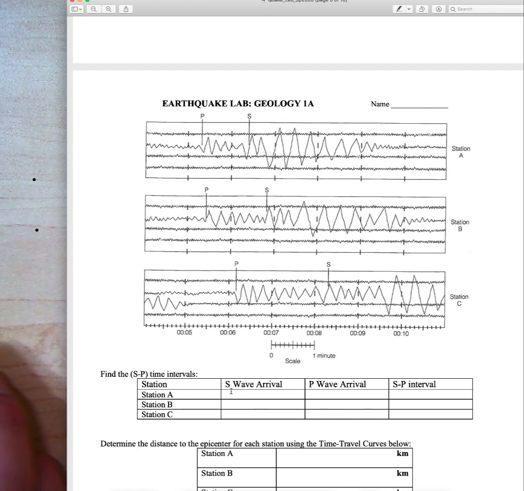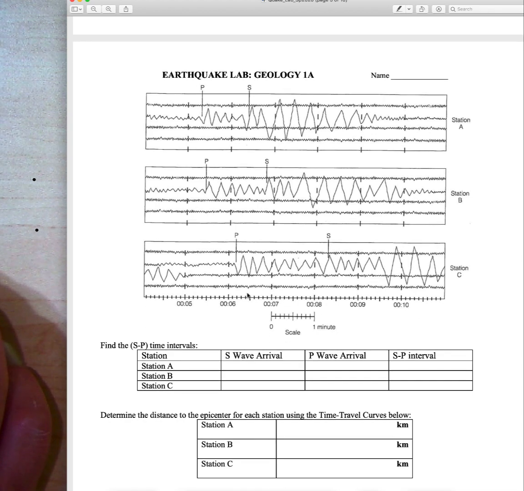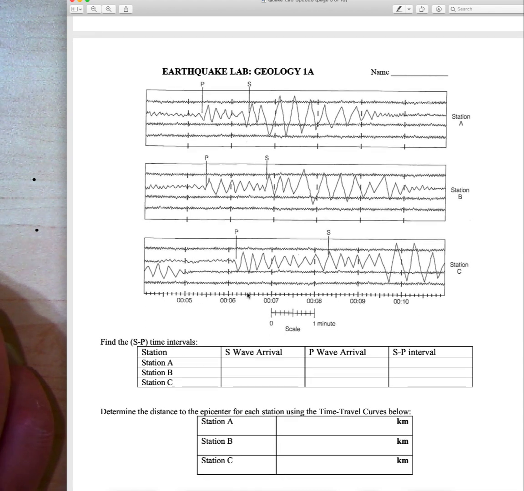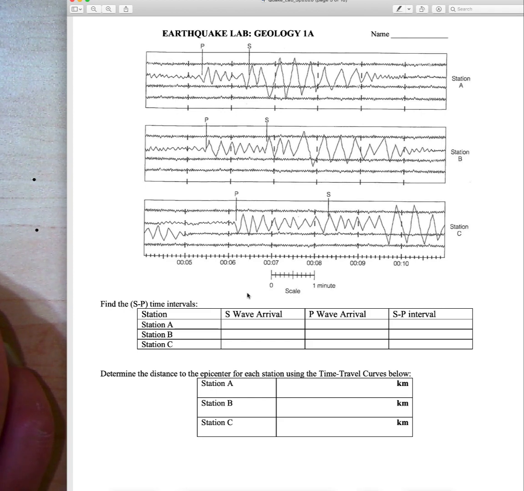Record those here. In this case, I have S wave first, so it'll be easier to subtract the bigger value from a smaller value here to get the interval. So you'll do that for that one, and you can do it either the way I showed you on the file here online, or you can do it on the printed copy as well.